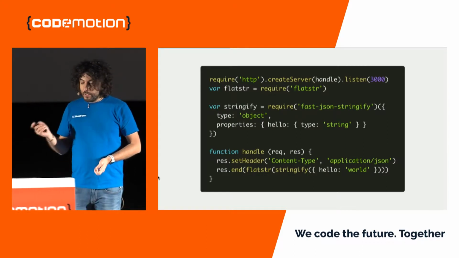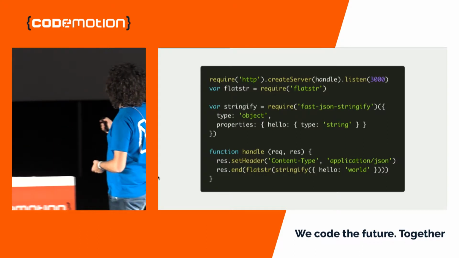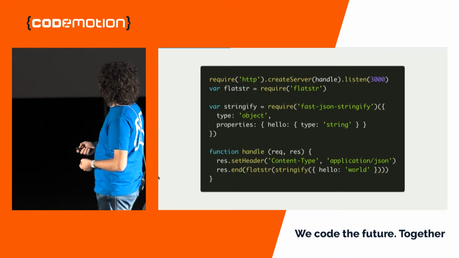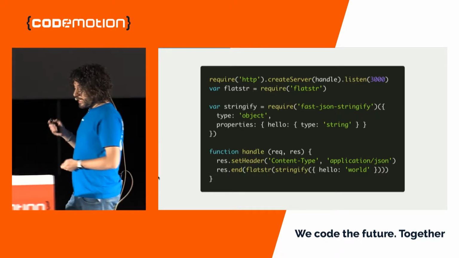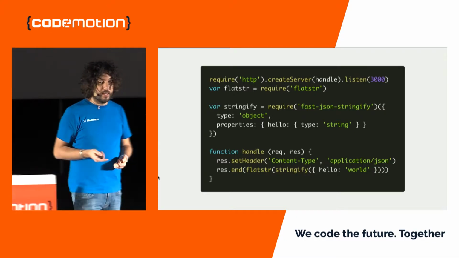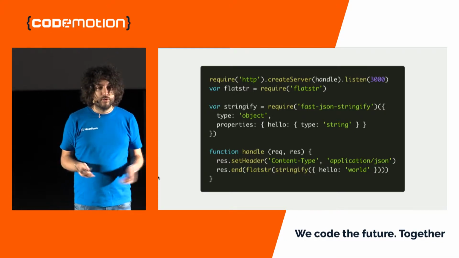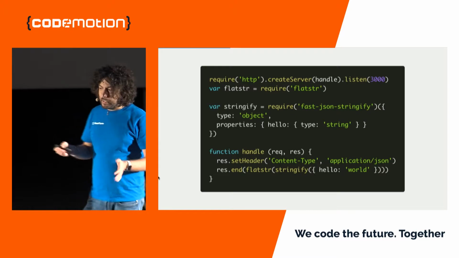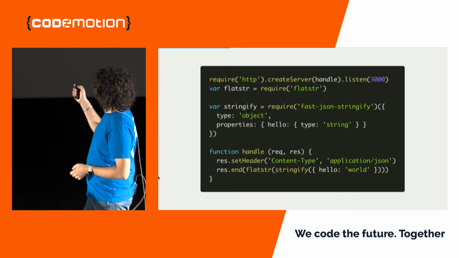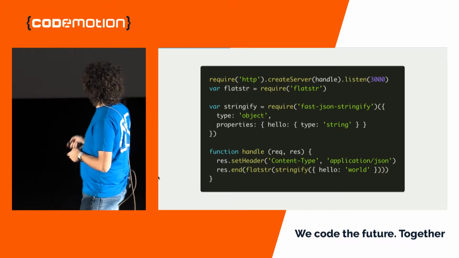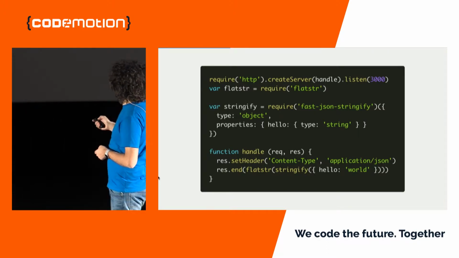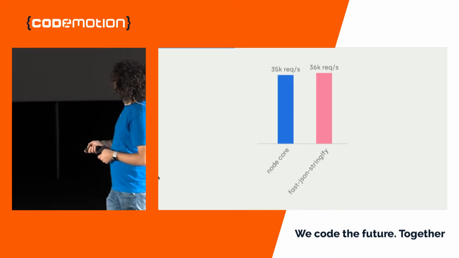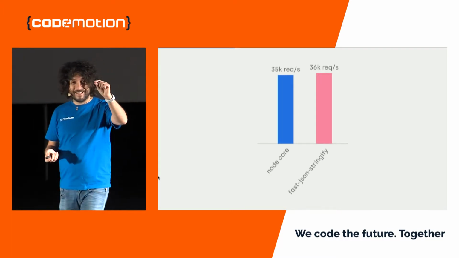How do you use it? Well, you use it in combination with another nice tiny module called flatstr. It does a magical trick on the strings, so it actually speeds up some of the internal representation of Node.js. It flattens the strings. It's a little bit complex, so I would recommend you check out the module. And basically, after this, you use this function to stringify, and you can beat it just slightly.